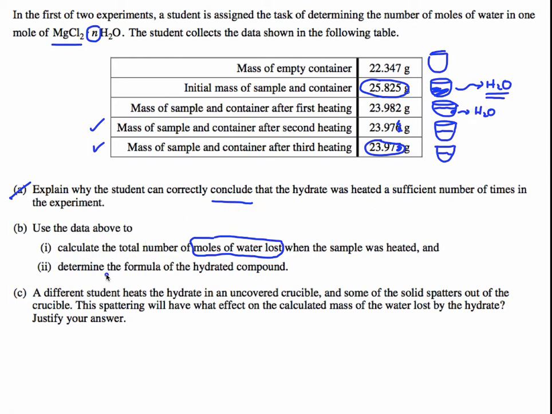And then they ask you to determine the formula of the hydrate. Well, you can't just get the mass of water to do that. You need to get the mass of the magnesium chloride as well. And if you look at this first value, the container, and you look at this last value, the only difference is that leftover salt there, which is the magnesium chloride. Subtract those, convert it to moles, and you are going to get the moles of magnesium chloride.